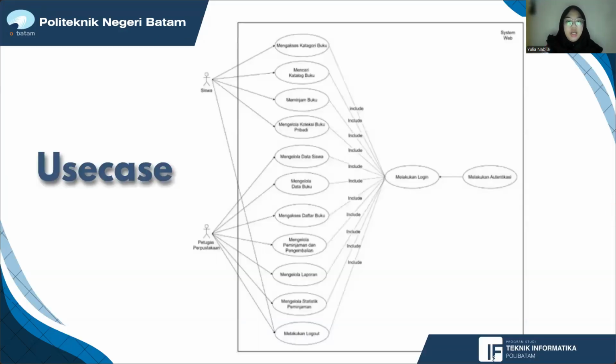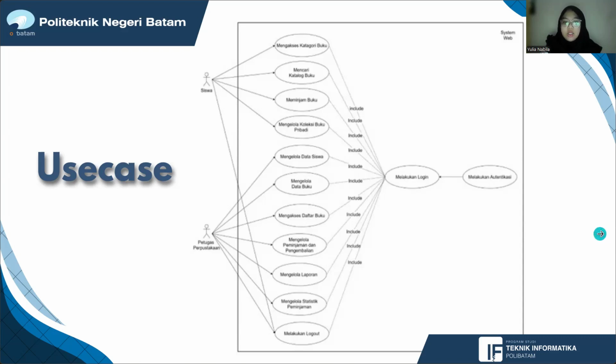Next is use case. This diagram visualizes the various use cases or actions that two types of users, students and library staff, can perform within the system. Students can access book categories, search the book catalog, borrow books, manage their own personal collections, and log in and log out. Meanwhile, library staff can manage student and book data, view and update book lists, handle book loans and returns, manage reports and loan statistics, and log in and log out. Each action depends on the login process, which includes an authentication step, ensuring secure access before performing any operations.